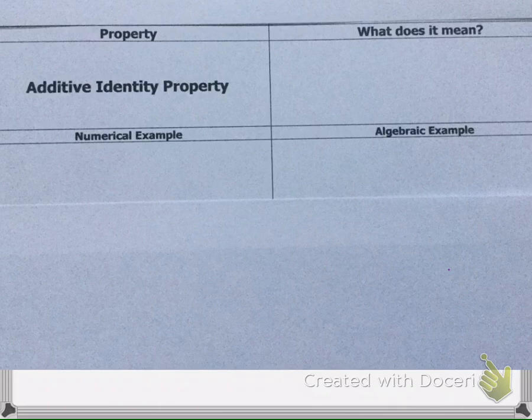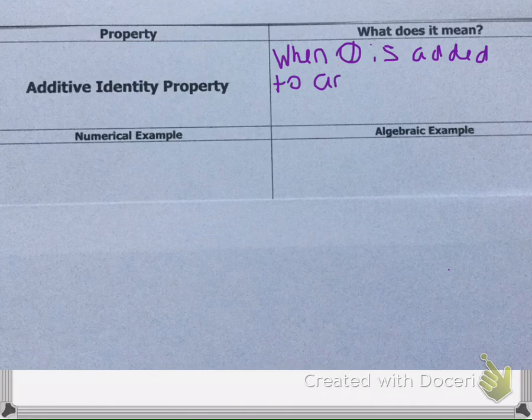The next property is the additive identity property. Again, something you've known about since probably first grade. And this property states when 0 is added, I cross my 0 so you know it's not an O, it's a 0, is added to any number, the sum is the number.